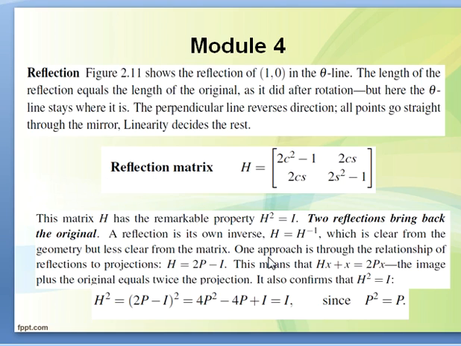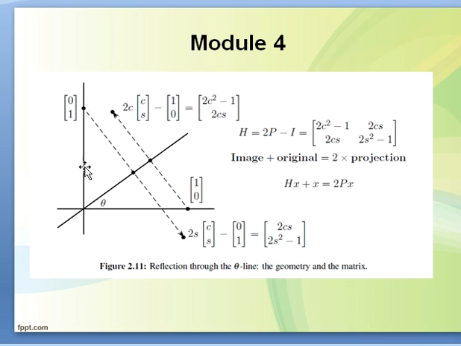So let's see this diagram. Here the reflection diagram is drawn, for a theta degree inclined line. So when we know that this 1 0, if it is projected, it's going to be like c into c s, and when this 1 0 is projected, it's going to be c s into s.